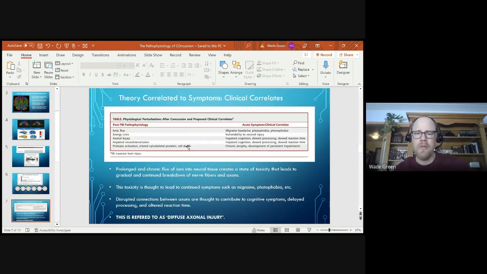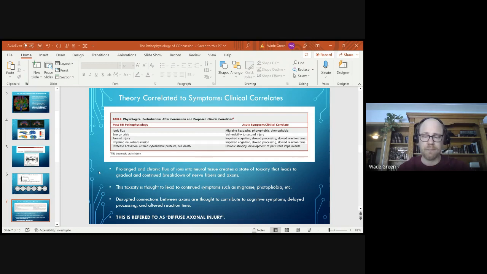Okay, so here's the deal, guys. It's nice to learn about all these details when it comes to concussion, but over the course of years we've been able to link part of this process to symptoms. For example, that initial ionic flux of glutamate, potassium, and calcium, we've correlated to symptoms like migraine headache, light sensitivity, and phonophobia. Phonophobia essentially means noise sensitivity as well. We know photophobia means light sensitivity.